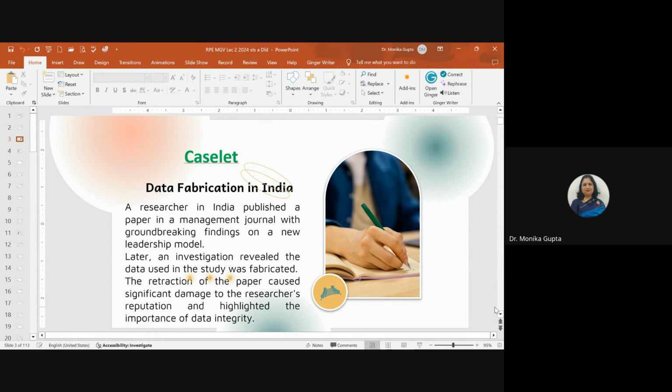A researcher in India published a paper in a management journal with groundbreaking findings on a new leadership model. Later, an investigation revealed the data used in the study was fabricated. The retraction of the paper caused significant damage to the researcher's reputation and highlighted the importance of data integrity. So the questions are, I hope the case is clear.